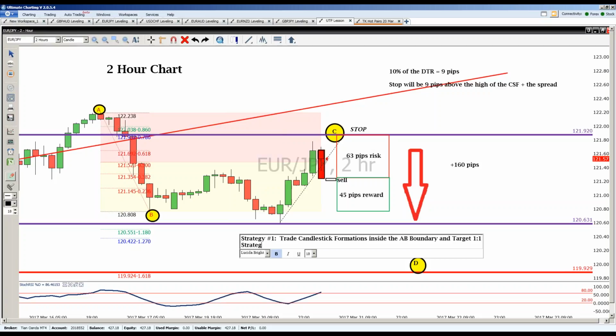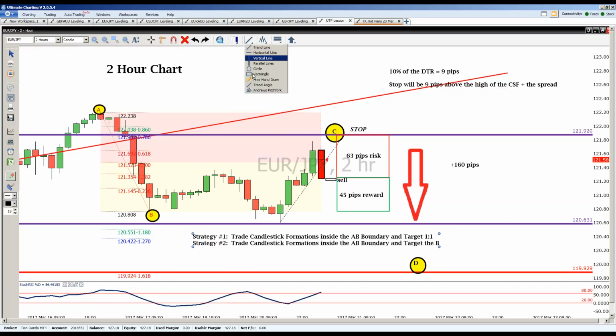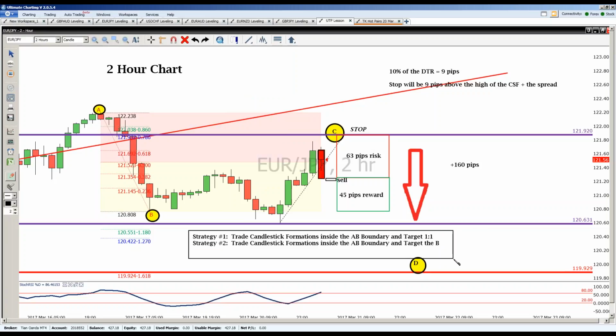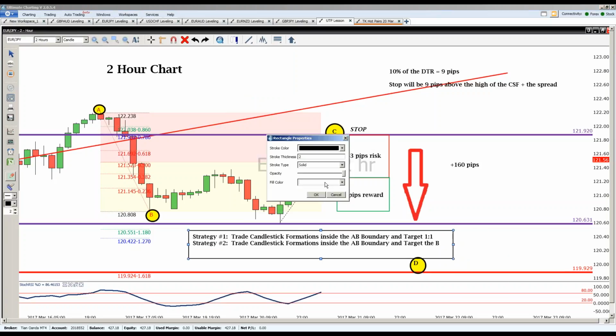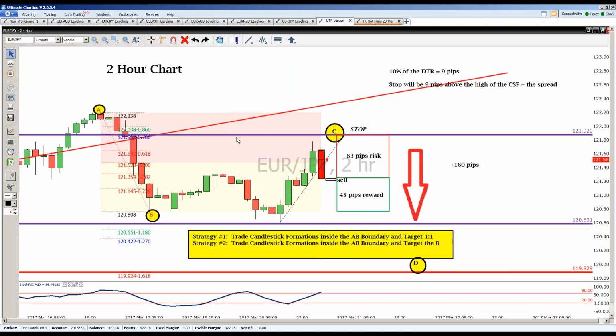Strategy number 2, exactly the same. Also trade candlestick formations inside the AB boundary but now you target the B. Okay, so there's the difference between strategy 1 and strategy 2. And now we're going to get to strategy number 3. So let's go and have a look at that one.